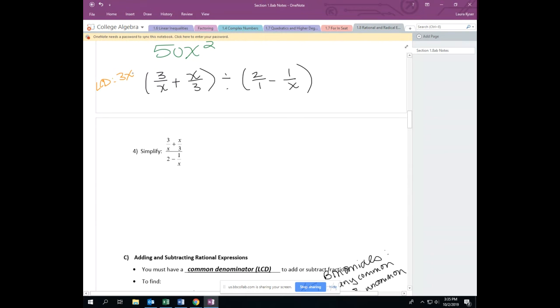Now, if I know what it's supposed to be, I can tell what's missing from each one. For example, the first one only has an x. We need a 3x, so we're going to bring in a 3. The one on the right has a 3. It misses the x, so we bring it in. Now, we are looking at 9 over 3x plus x squared over 3x.